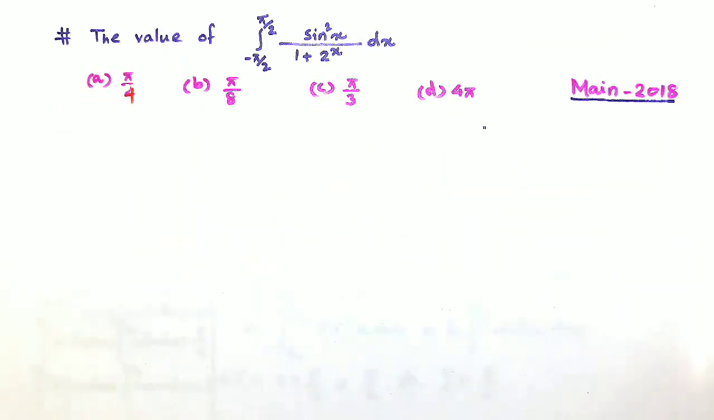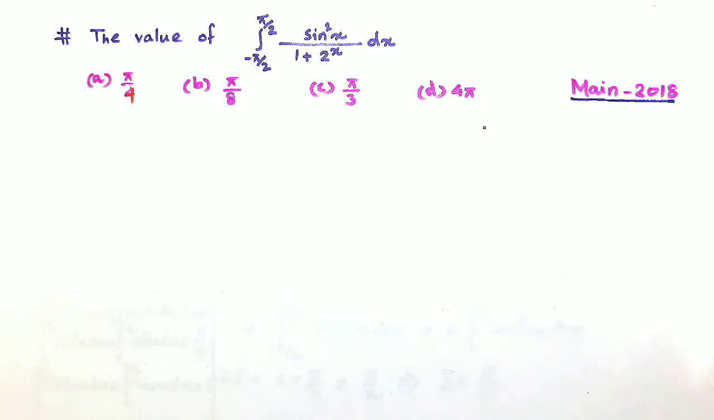Next problem is, find the value of integration minus pi by 2 to pi by 2 sin square x divided by 1 plus 2 to the power x dx. 4 options are given. Choose the correct option. This is taken from Main 2018. This is one of the most important questions. At first sight you may think that since the limit is given from minus pi by 2 to pi by 2, so it may be odd or even function, but check it, it is neither odd nor even.